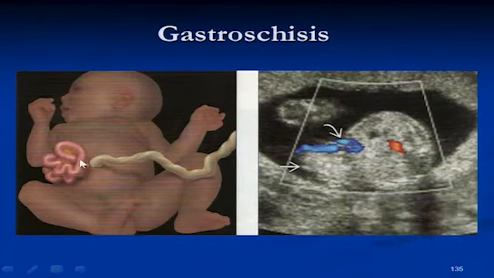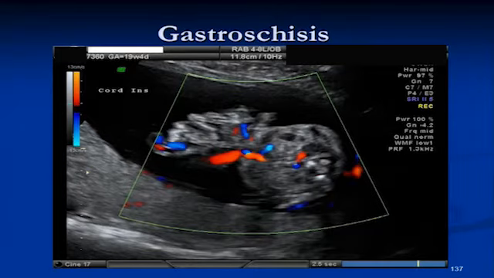This is the view that I like to get, because in this view, I put the color and I see the cord insertion looks normal. So the cord inserts normally into the abdomen. There is a lesion next to the cord insertion, and there is no covering membrane. Three features: normal cord insertion, no covering membrane, and the lesion is para-umbilical.